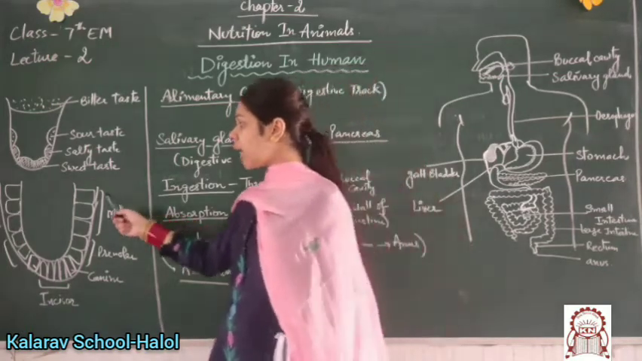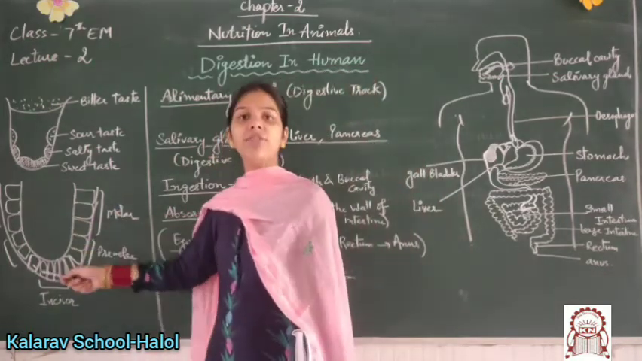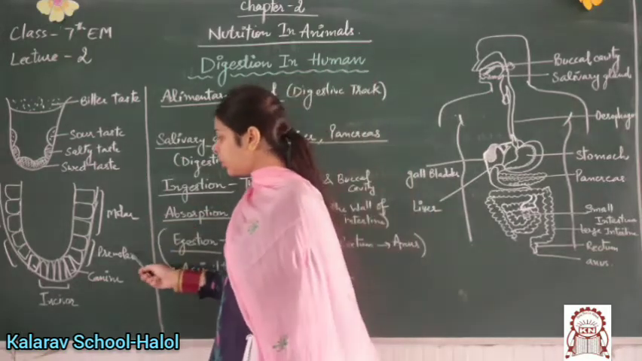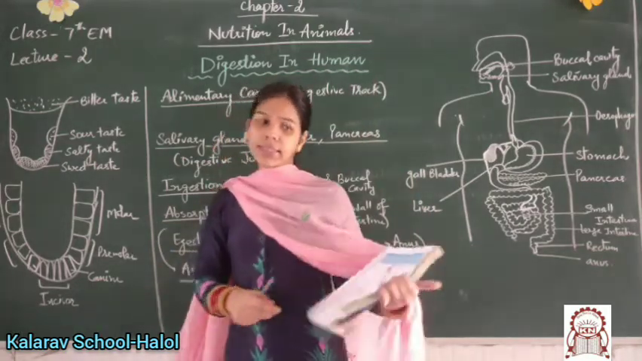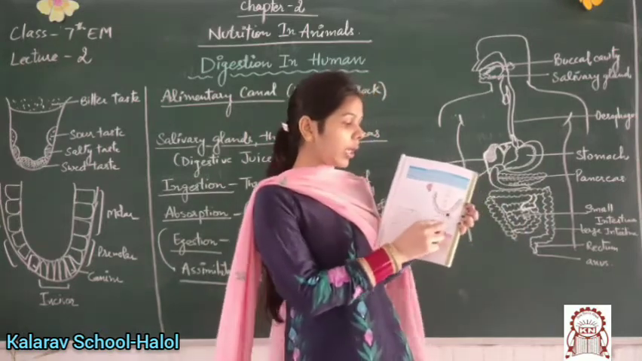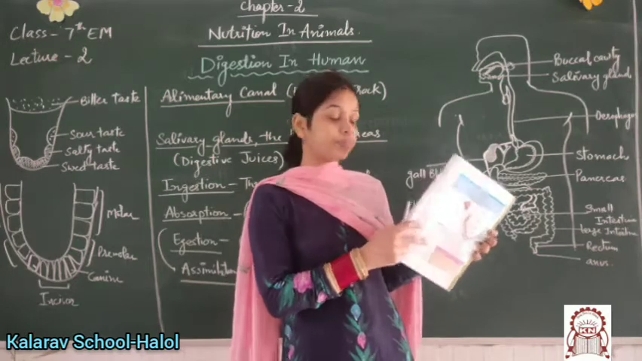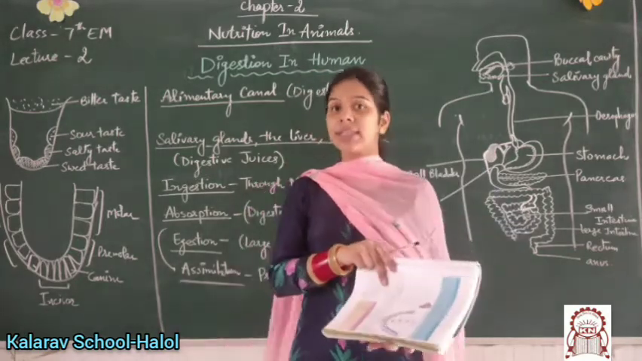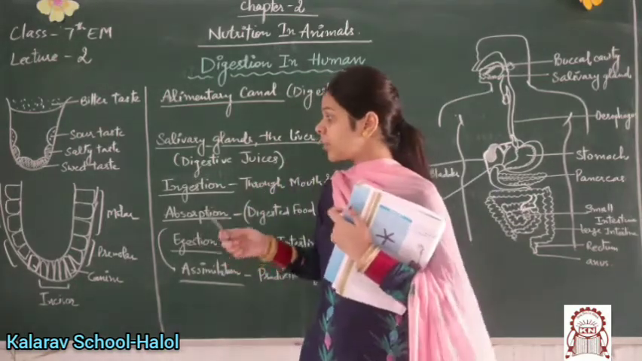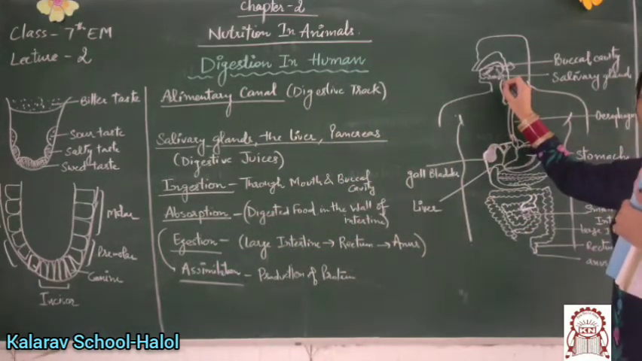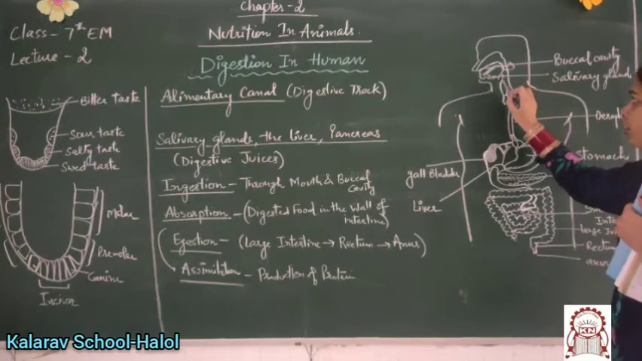As you see in the diagram, the different types of teeth involved in chewing of food are molar, premolar, canine and incisors. Here you can see the different types of teeth in your book on page number 13. As you see in the digestive tract, the teeth in the mouth help in chewing of food.